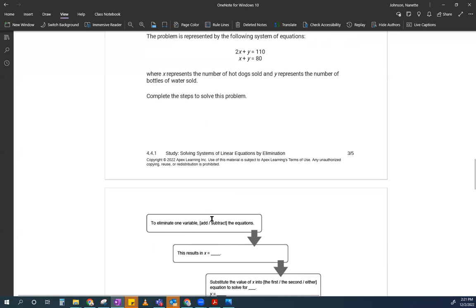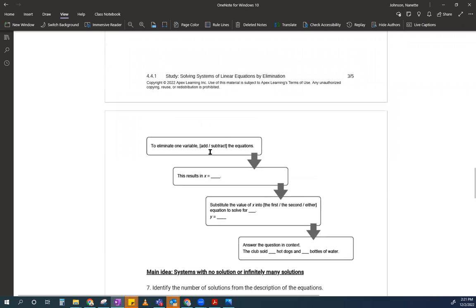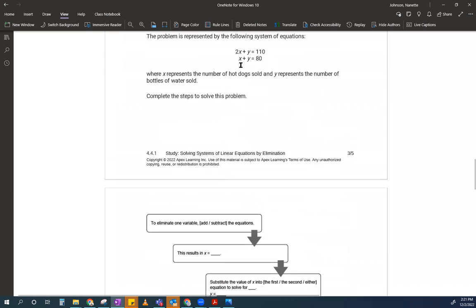So the very first thing, they give you all these steps, which sometimes I like the steps that Apex gives. Sometimes it confuses us. So it says first eliminate the variable by what the equations. Are you going to add these equations, or are you going to subtract them? What do you think we should do? Should we add these equations or should we subtract them? Okay, so hopefully you said we have to subtract them, Ms. Johnson, because nothing eliminates if we add them. So we're going to circle the word subtract.